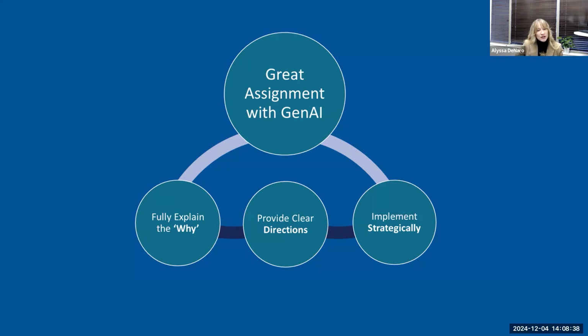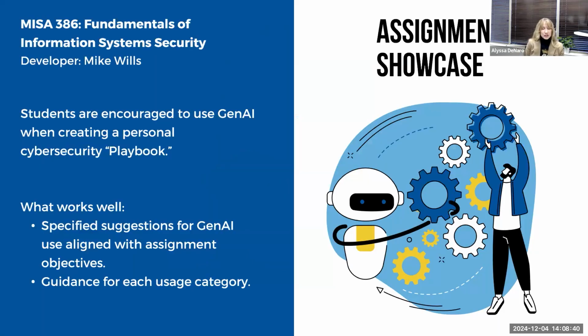So moving on into our examples, I want to start with an example from MISA 386, Fundamentals of Information System Security. This is also from developer Mike Wells, so give credit where credit is due. In this assignment, students throughout the course are going to be asked to create a playbook, a personal cybersecurity playbook, and they're allowed to use generative AI when developing their playbook.